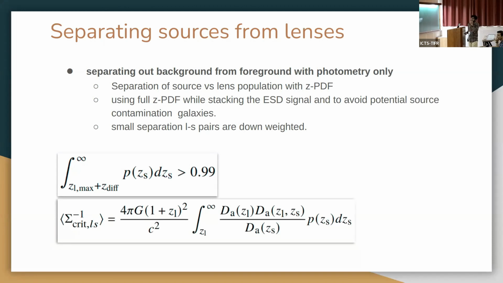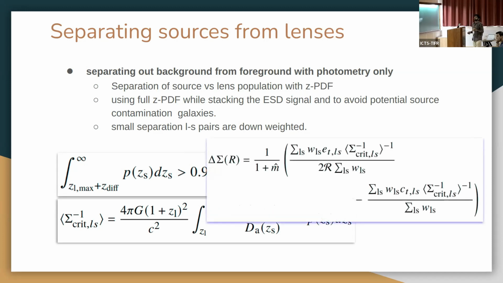The other thing is using the full z PDF while stacking the excess surface density. The ESD signal is basically the excess surface density signal, which is nothing but the lensing signal, to avoid contamination again. Like I told you, sigma crit peaks very sharply when the lens and source are very close by. So the inverse of it will be very low when the lens-source galaxies are very close by, and high when they are far off. This weight gives more weightage to lens-source pairs which are largely separated, and otherwise downweights other things. This also helps in curbing the contamination.